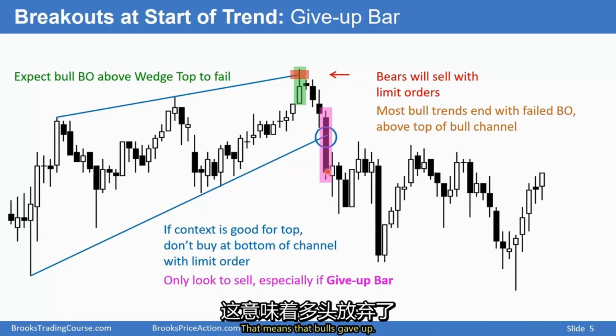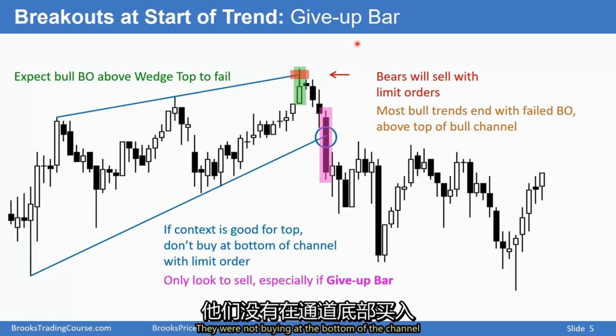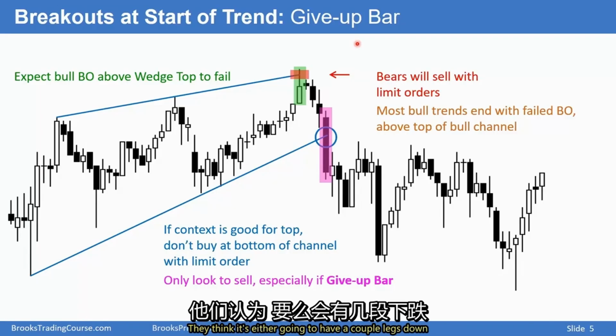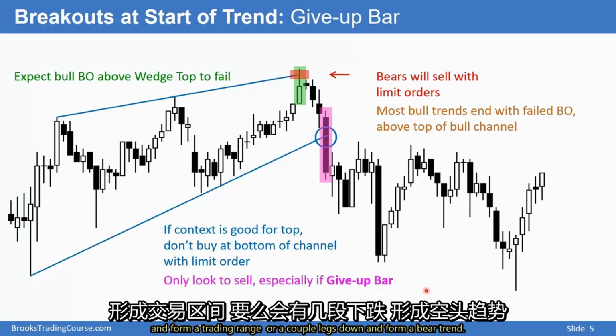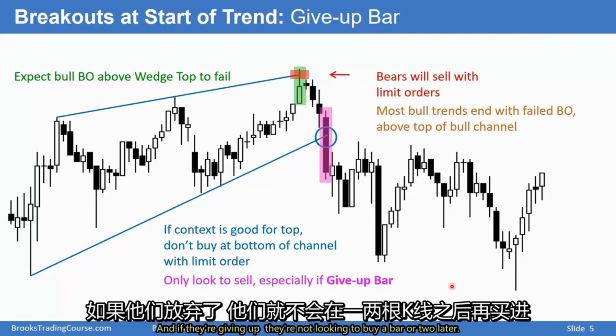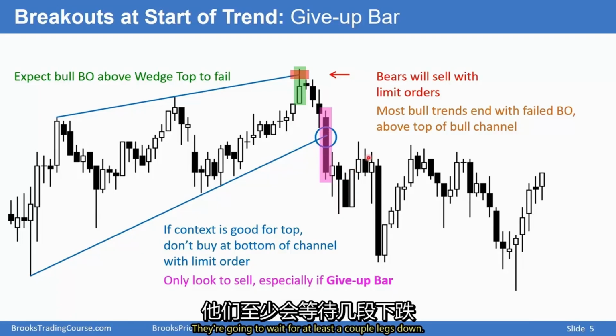That means that bulls gave up. They were not buying at the bottom of the channel because they no longer think it's a bull trend. They think it's either going to have a couple legs down and form a trading range, or a couple legs down and form a bear trend. A big bear trend bar like this on a reversal, I call it a give-up bar. The bulls are giving up. And if they're giving up, they're not looking to buy a bar or two later. They're going to wait for at least a couple legs down.